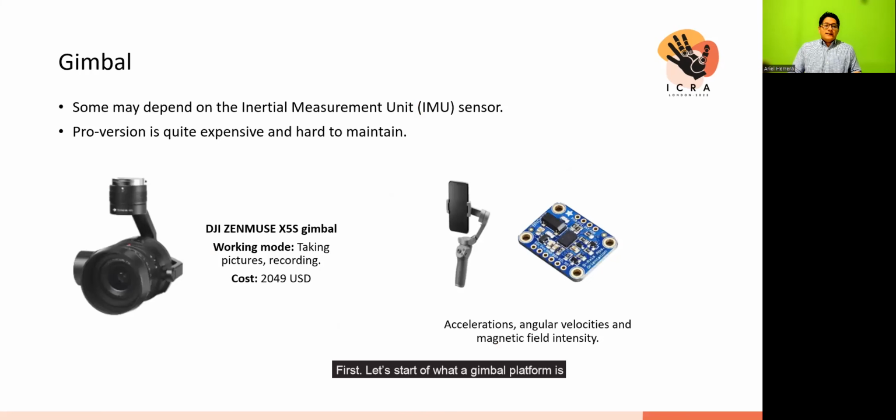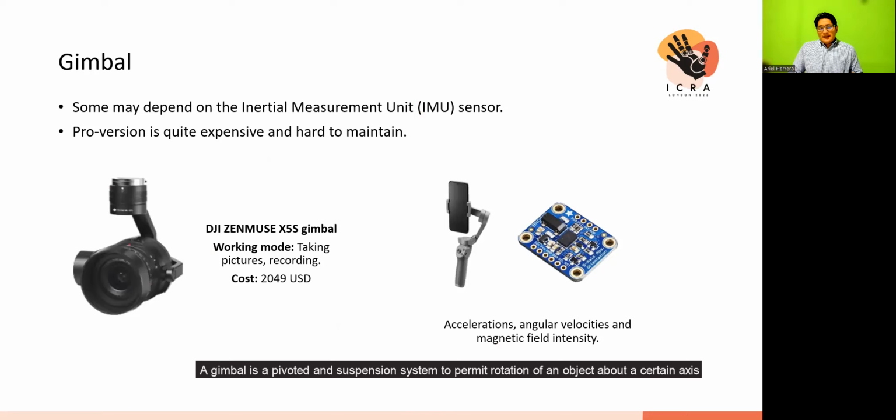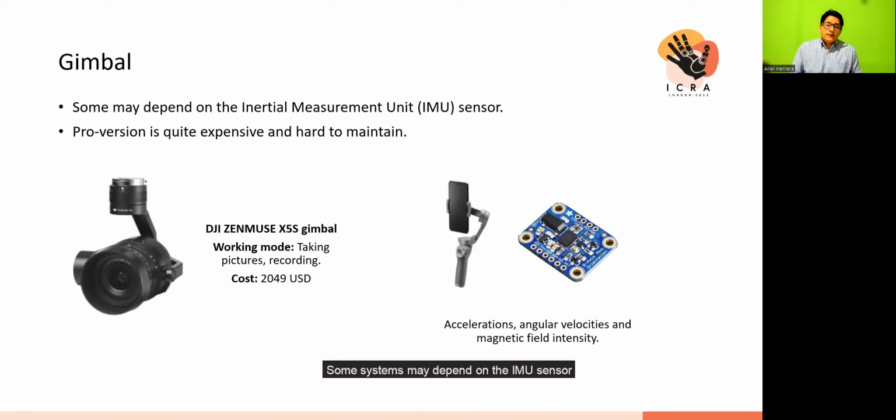First, let's start with what a gimbal platform is. A gimbal is a pivoted and suspension system to permit rotation of an object about a certain axis. This technique is widely used in photogrammetry and surveillance systems to stabilize the camera. This system could improve the image quality to get rid of the motion blurry effect in pixels. Some systems may depend on the IMU sensor.